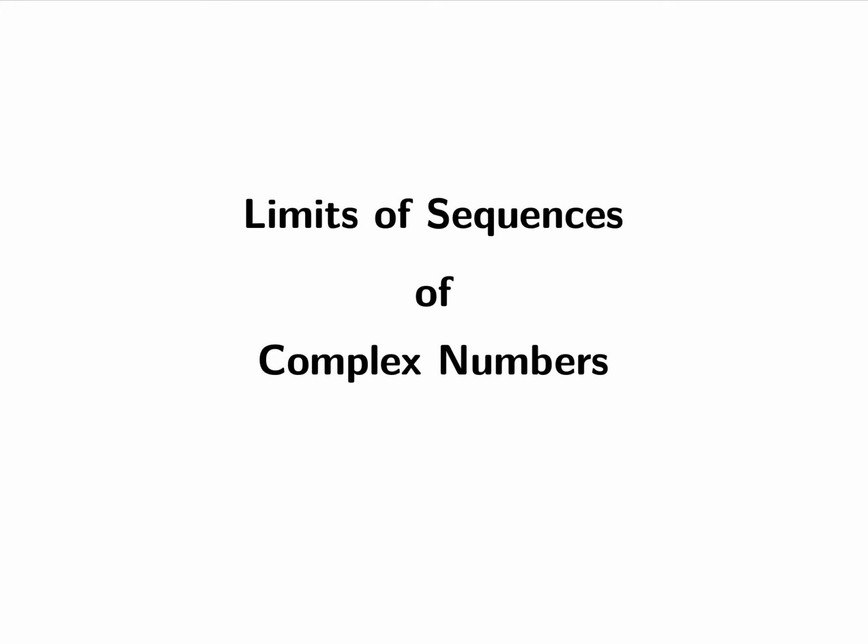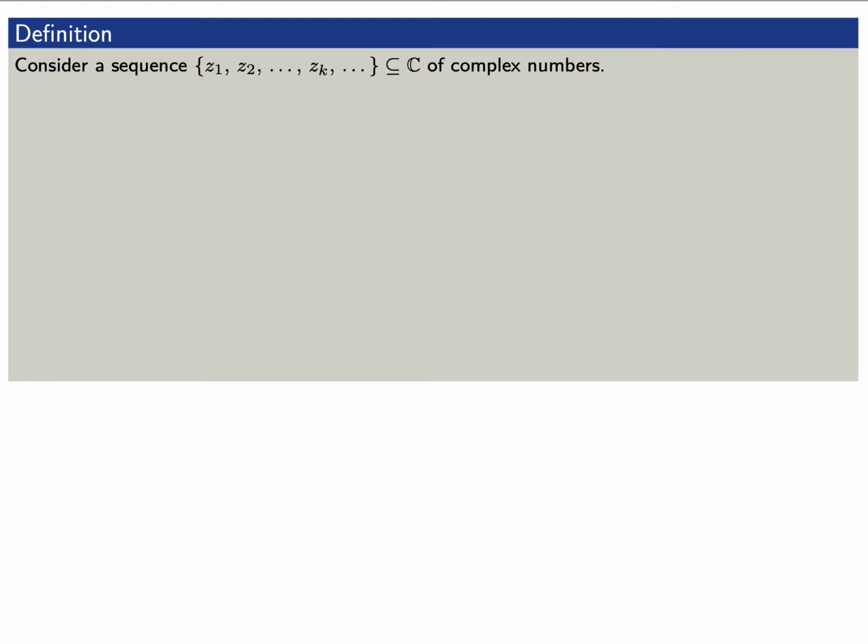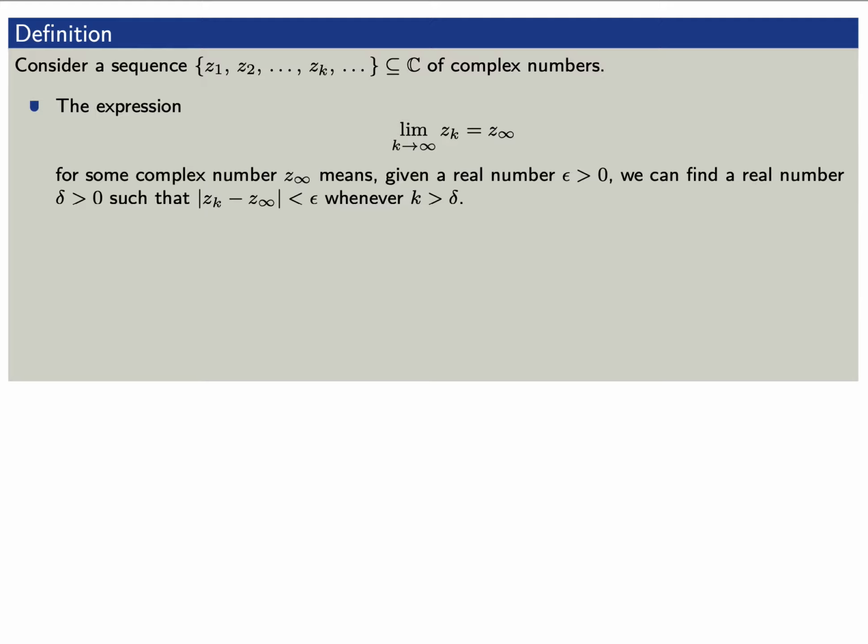But first, let's talk about limits of sequences of complex numbers. Let's consider a sequence of complex numbers z sub k. We'll write this expression, the limit as k increases without bound of z sub k equals z sub infinity, for some complex number z sub infinity, which really means given a real number epsilon that is positive, we can find a real number delta that is also positive, such that in absolute value z sub k minus z sub infinity is less than epsilon whenever k is greater than delta.